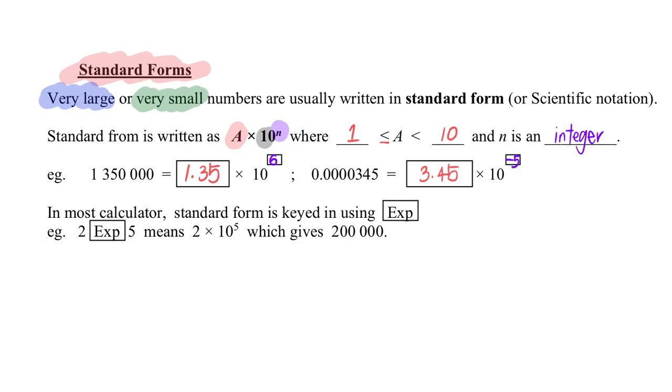So this is another way of writing numbers, either very large or very small. In most calculators, standard form is used with this button EXP, meaning 2 EXP 5. When you key into your calculator, it simply means 2 times 10 to the power of 5. So this 2 is representing the a, this 5 is representing the n, and this EXP is representing times 10.